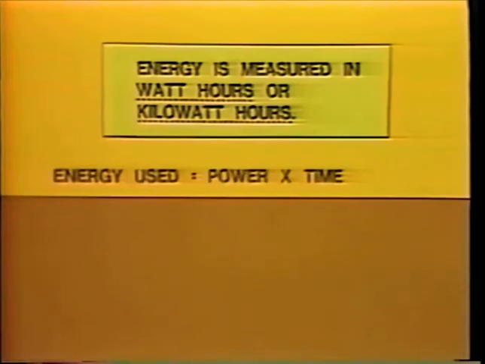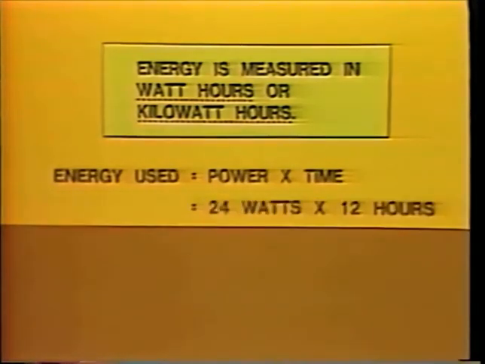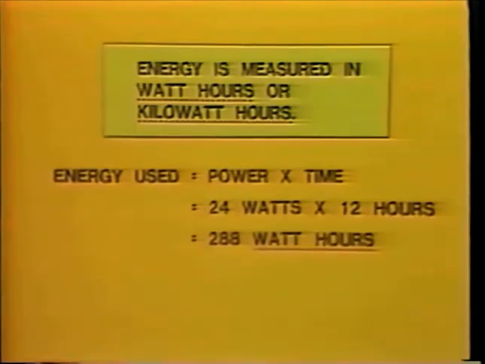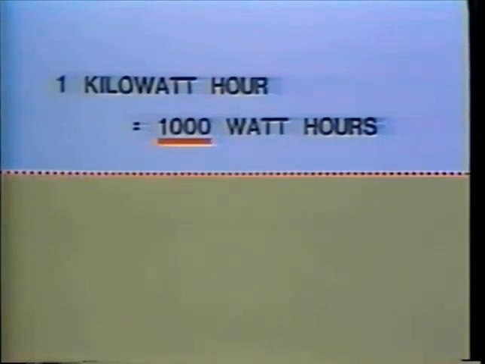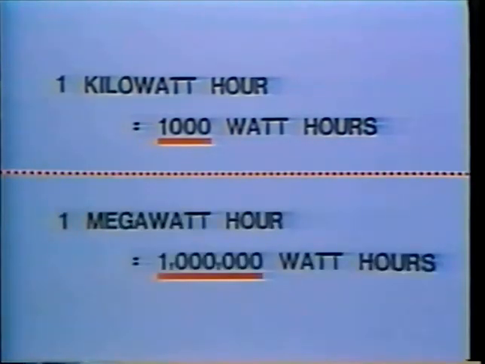In this case, we would simply take 24 watts times 12 hours to get an energy consumption of 288 watt-hours. The kilowatt-hour is 1,000 watt-hours, and the megawatt-hour is 1 million watt-hours, or 1,000 kilowatt-hours. To distinguish between power in watts and energy in watt-hours.